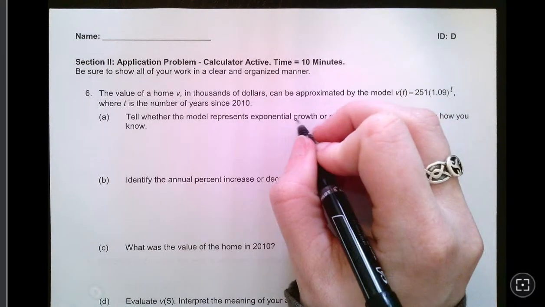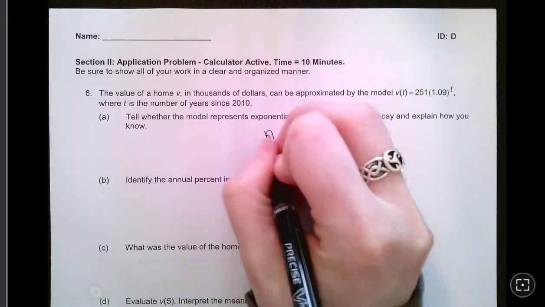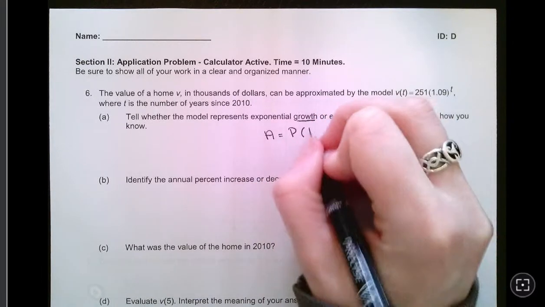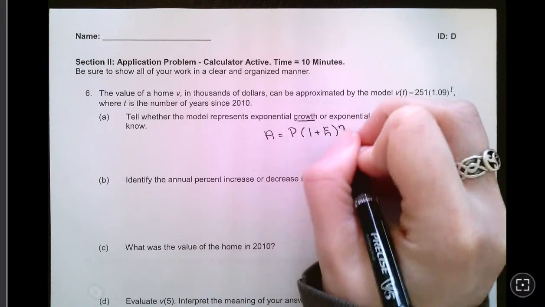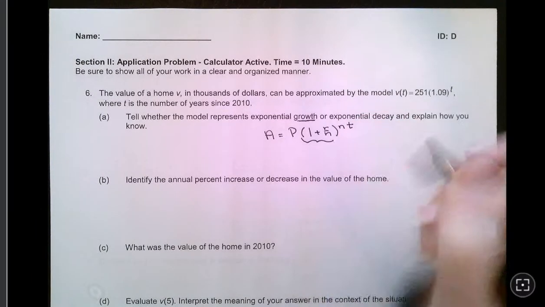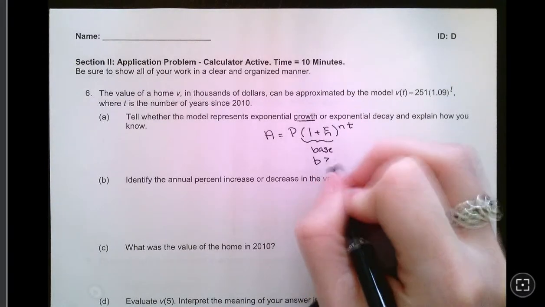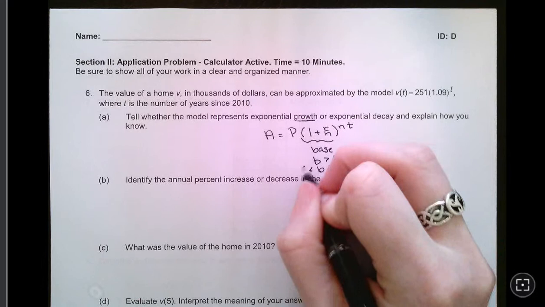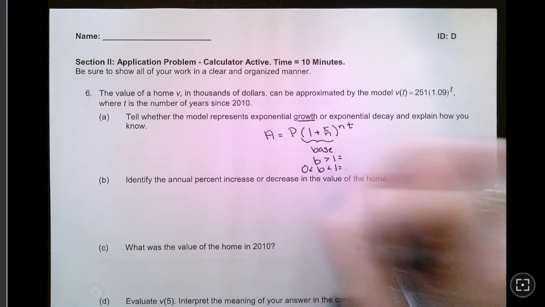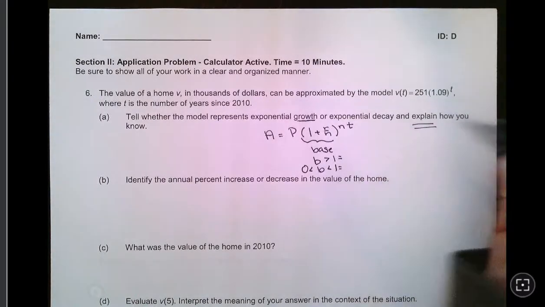So a lot of you were able to identify this one as growth, but you weren't always able to explain how you knew that. The big thing is to remember our equation. A is equal to A_P times (1 plus r over n) to the nt. Don't forget that this whole thing in here, that's your base. And we learned some things about our base: if our base is greater than 1, and if our base is less than 1 or greater than 0. So if you go back into your notes, you can find information about that, and you'll be able to explain how you know this. Talk about your base and what that value means.